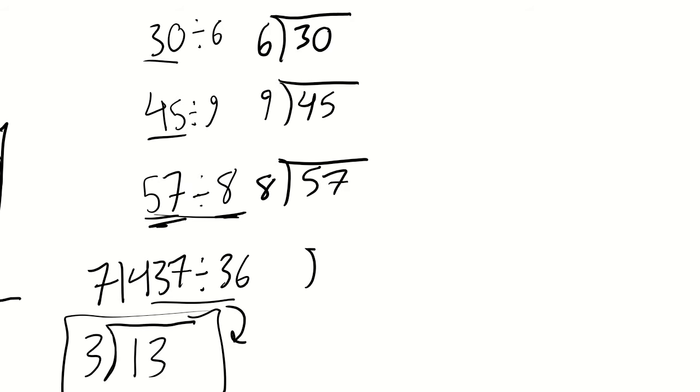Now, we see this big number. Think something's going to change? Absolutely not. Nothing changes. The size of the number has zero effect on where we put them. 36, second number goes on the outside. This big number goes over here.